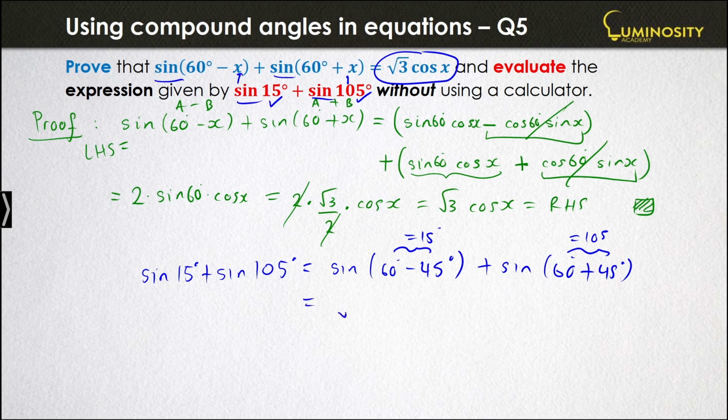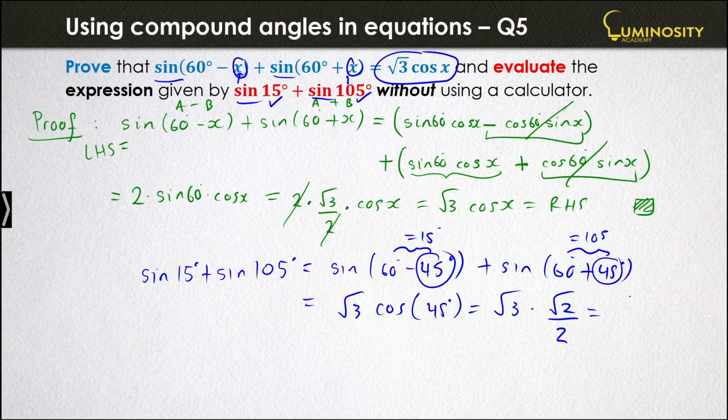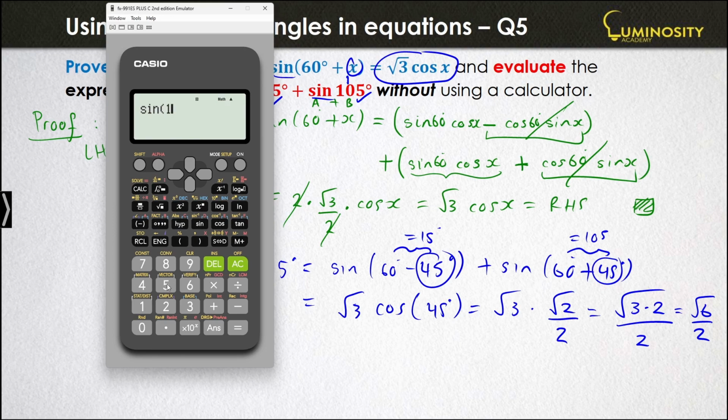So I can rewrite this as the square root of 3 times cos of that x angle, in our case, 45 degrees. And we know the cos of 45 degrees from special angles. It's root 3 times cos of 45, which is root 2 over 2. So square root of 3 times square root of 2, we can bring that in as the square root of 3 times 2 over 2. And that's just going to be the square root of 6 divided by 2. And you can double check on the calculator that that is what that expression is equal to. So we have sine of 15 degrees plus sine of 105 degrees, and you see we get square root of 6 over 2.